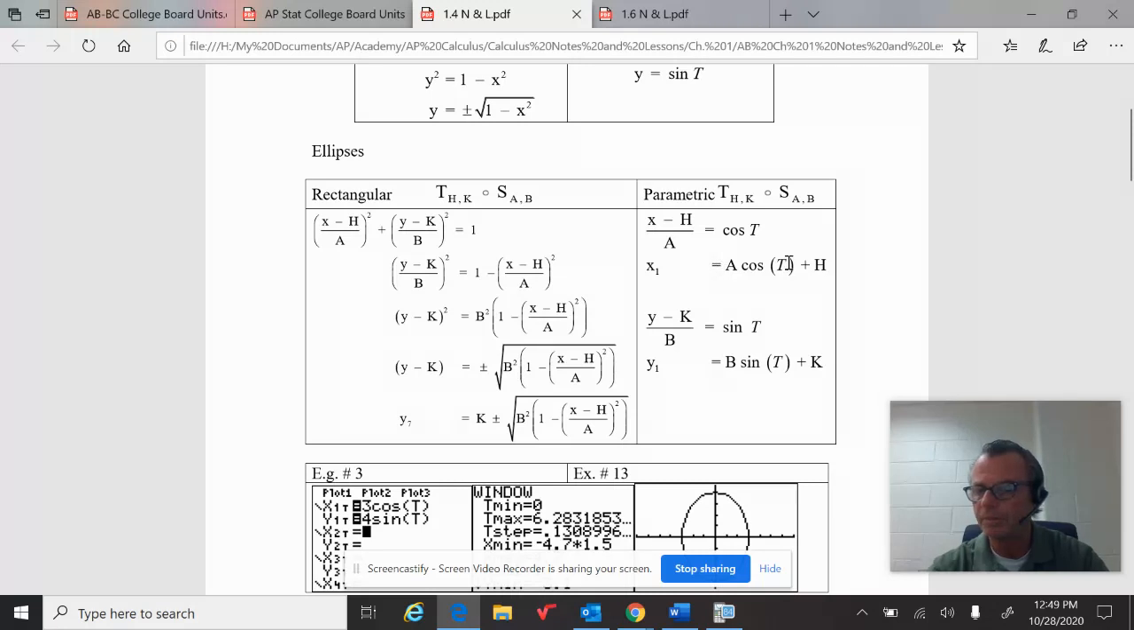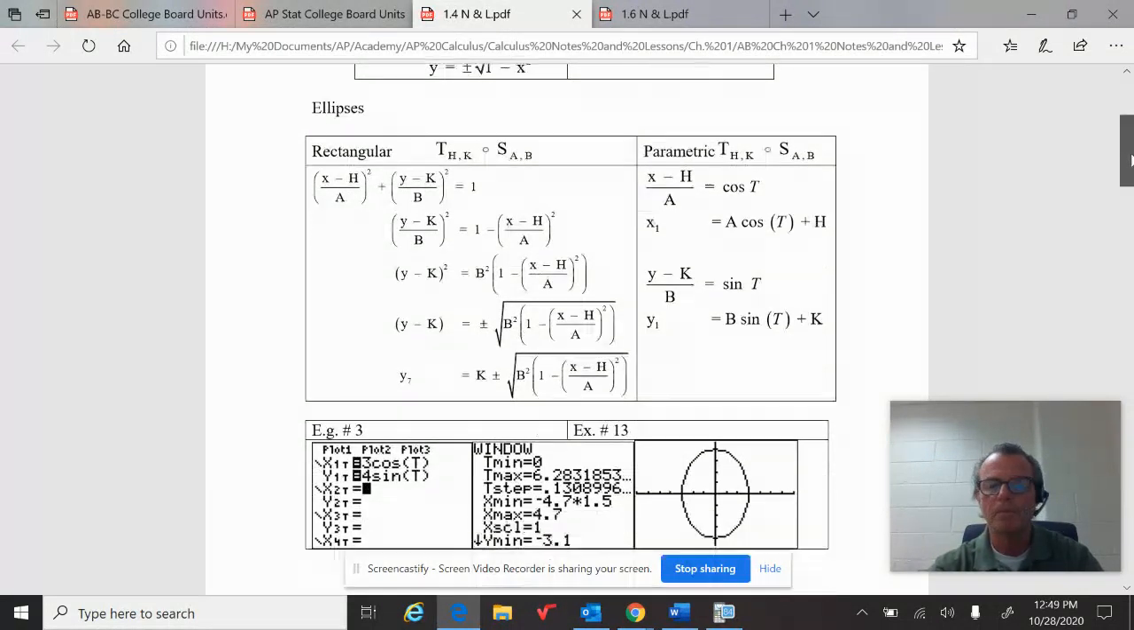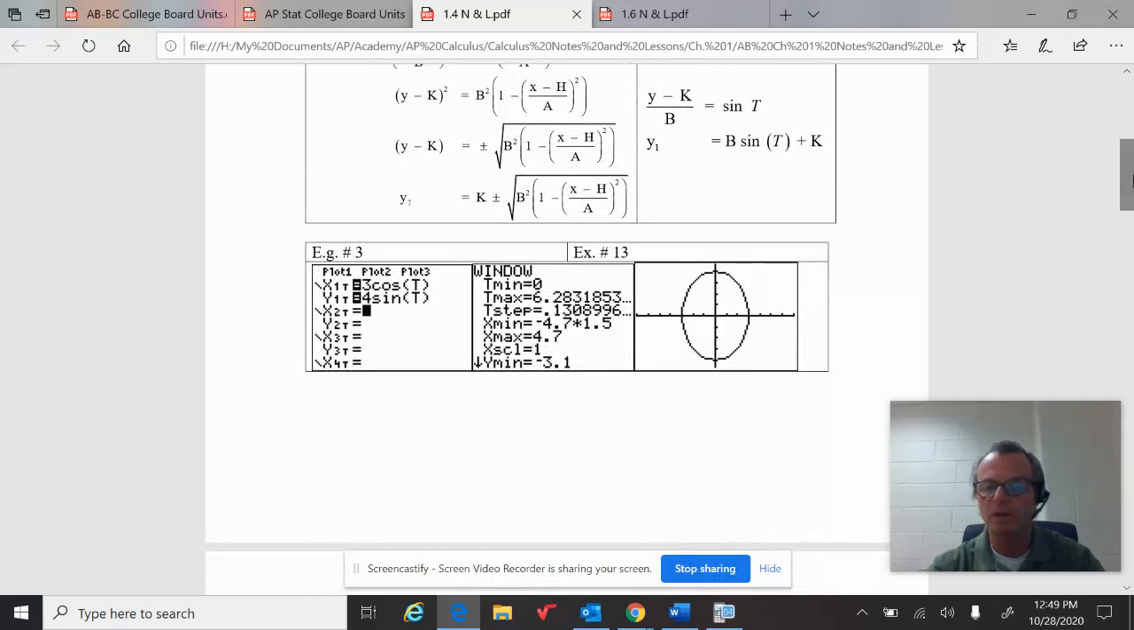Same thing for y. We do the opposite. We expand it by a factor of b, and then we replace y with y, take away k, and we would have this. So example 3 in the book asks you to graph this ellipse. In the ellipse, there's no slide, but the scale change is a magnitude 3 units horizontally and 4 units vertically.